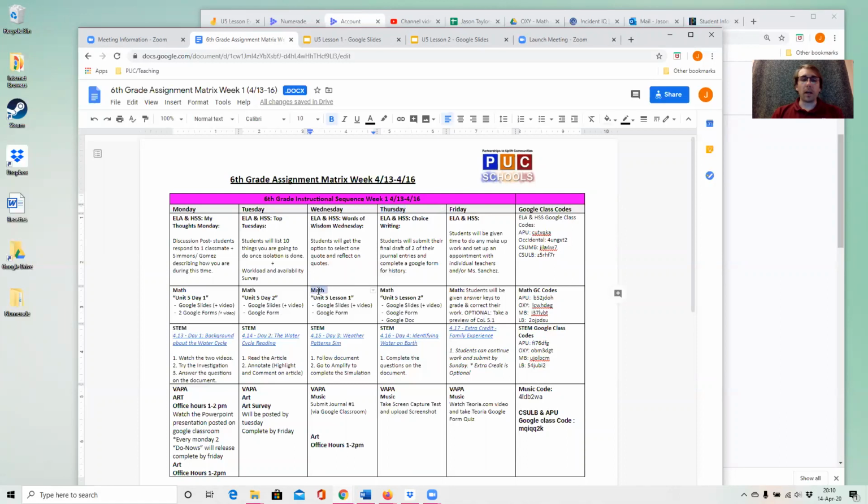So tomorrow and the next day, Thursday, you'll be working on Unit 5, Lesson 1 and Unit 5, Lesson 2. Each of them will have several Google Slides that you will complete. And there will be a video as well embedded in tomorrow's or Thursday's lesson. Each of them will also have a Google form for you to complete. That's your exit ticket. And it's important that you do both and that you submit both separately.